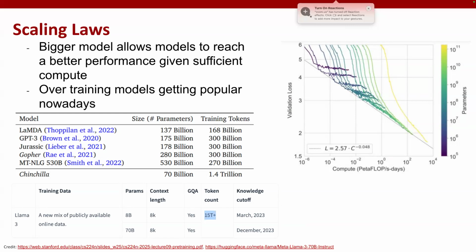But in more recent years, people have scaled the training tokens more quickly than scaling the model itself. So the Llama 3 model has 8 billion parameters, but it was actually pre-trained on 15 trillion tokens. So this is like 10% of the size of the Chinchilla model, but with 10 times more training tokens than that paper. So that's also a pretty interesting trend we're seeing right now.